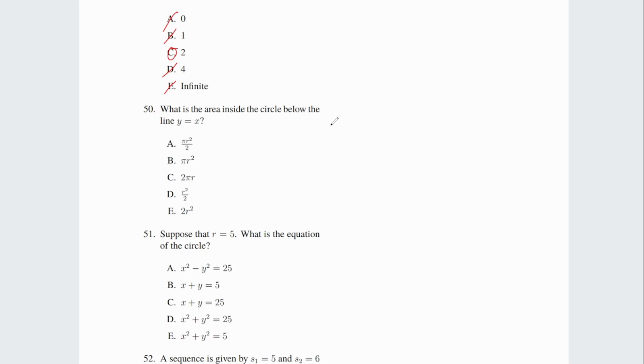So we know that the area of the circle is pi r squared. In this case, the radius is in fact r. Pi r squared is the area of the circle. We divide the whole thing by 2, though, because the line y equals x is dividing it by 2, and we get this area, pi r squared over 2, which is answer choice A.